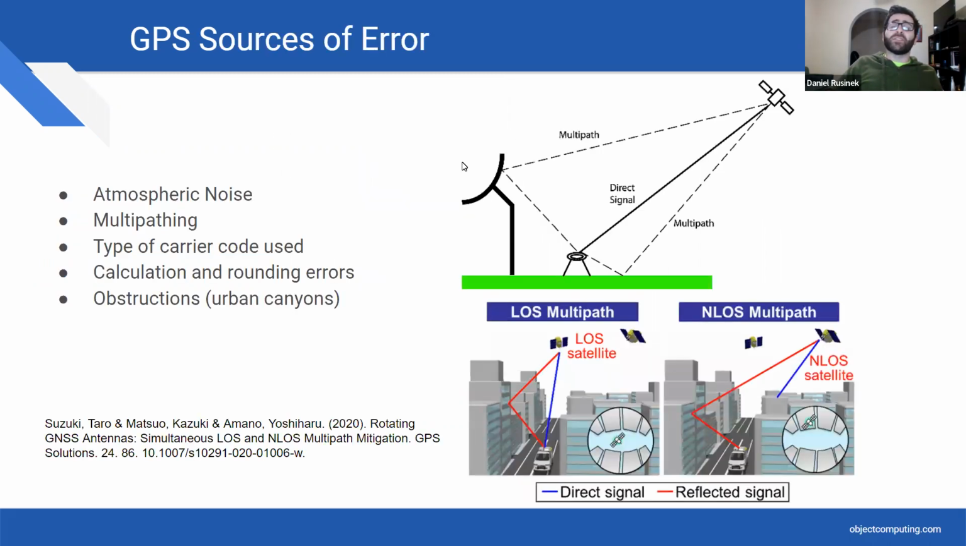Other sources of error in GPS are, again, atmospheric noise and what's called multipathing. Looking at this picture right here, multipathing is when the signal hits the ground first and then goes to the receiver. So that's actually taking slightly longer. The receiver doesn't know that. It just sees that it took longer. So that can actually greatly affect your position.